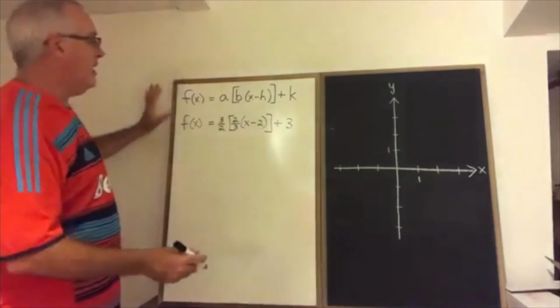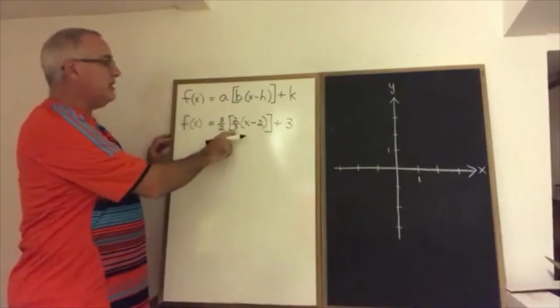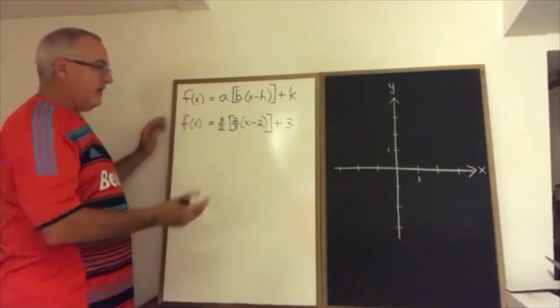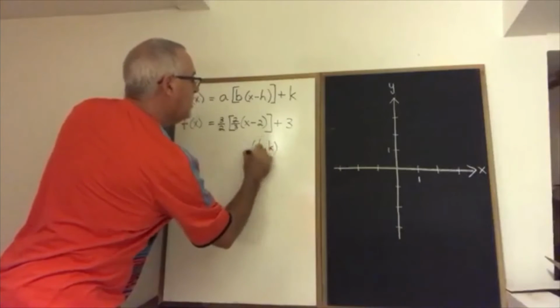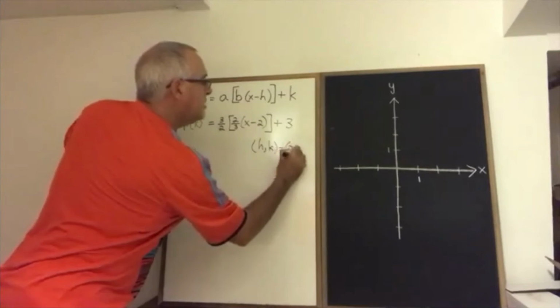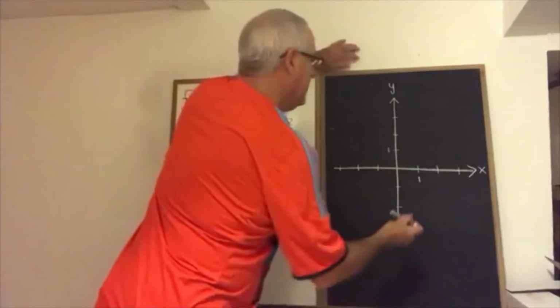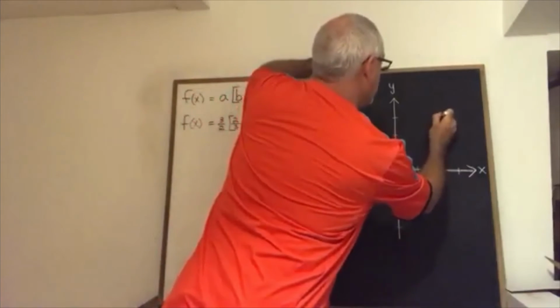Okay, so I have a function where a is equal to 3/2, b is 2/3, h is 2, k is 3. The first thing I'm doing is hk, in this instance, is 2, 3, and I need to put that dot on the graph. That's going to be here, and that's going to be a closed circle.